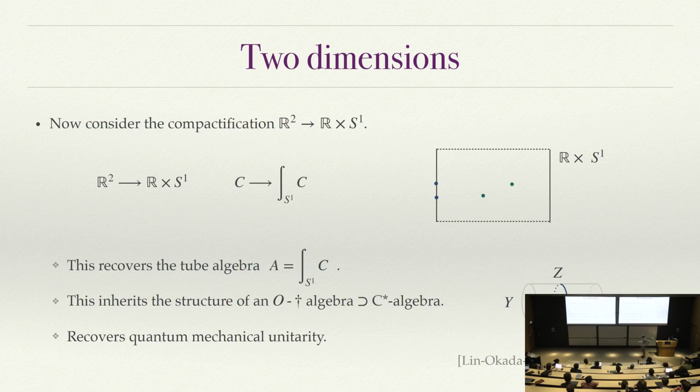And one known result is that if you start with a unitary fusion category in the normal sense, then this tube algebra that you get by wrapping defects on a circle again has the structure of a C-star algebra, and a bit more structure as well. And so in this sense, you recover some standard notion of quantum mechanical unitarity in the old-fashioned sense.